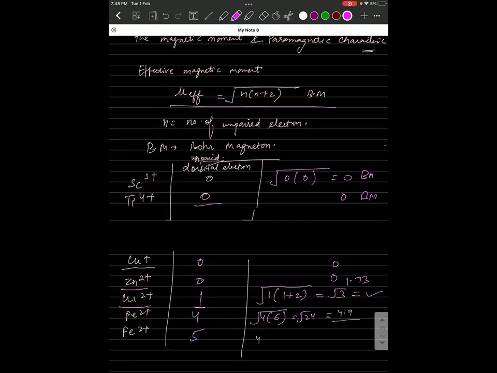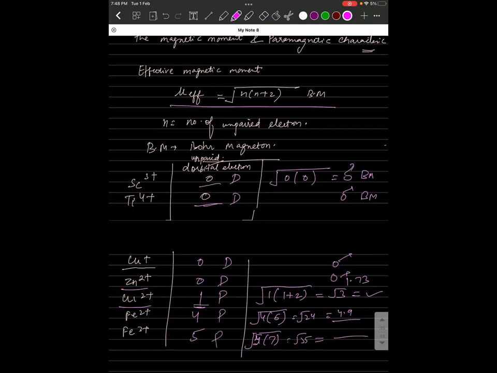Similarly we are doing for all. This one is under root 35, so some value will be there. Now, the ions having 0 Bohr magneton effective magnetic moment must have 0 unpaired electrons, and if they have 0 unpaired electrons, they are diamagnetic. This has 1 unpaired electron, so paramagnetic, and paramagnetic.